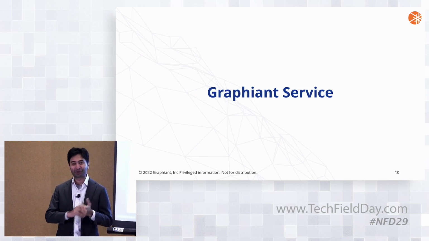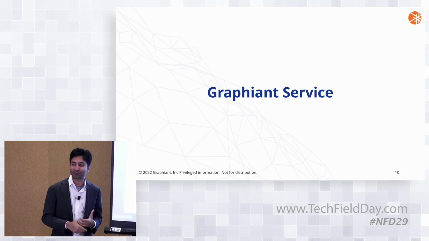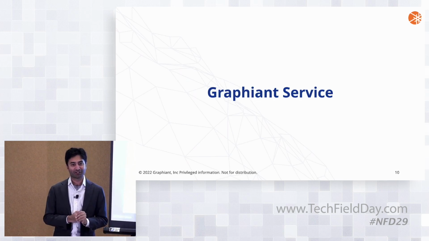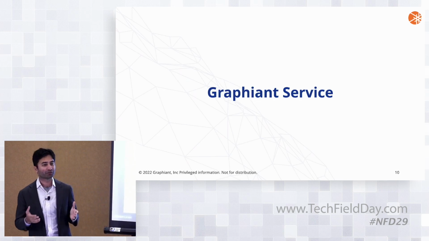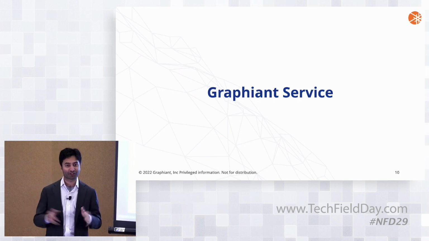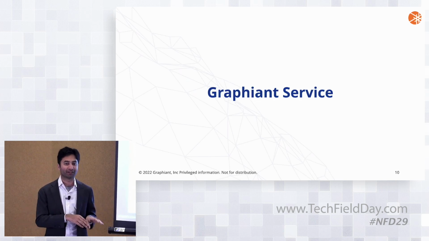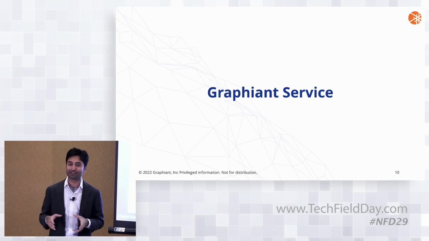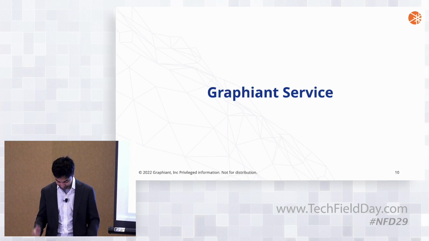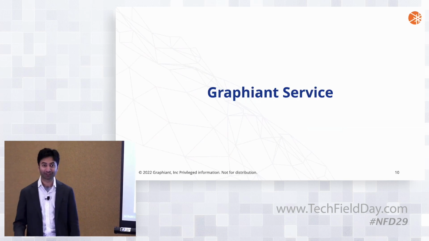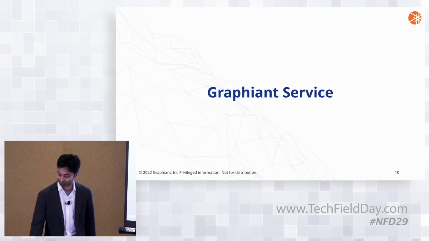So what are we going to talk about? What is the Graphiant service? How does this work? Fundamentally, we're going to start out and talk about what the service is, just so that we have table stakes and we're all on the same page of what it is. And then we can go really deep into how it works. And I'll just make sure I'm right on the marker so that I'm not blocking the screens.